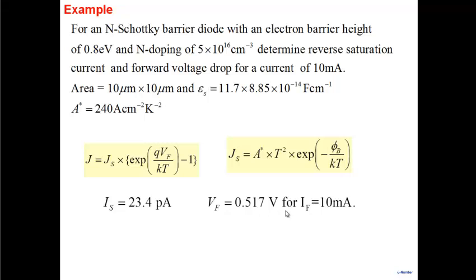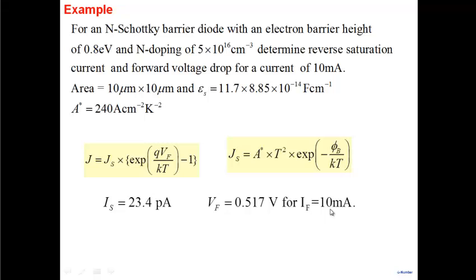What strikes you when you look at these numbers? You guys are familiar with diodes. What strikes you? Look at this number. 0.517 for 10 milliamperes, which is a significant current, right? What are you familiar with? 0.7 or whatever, right? So a typical PN junction diode.